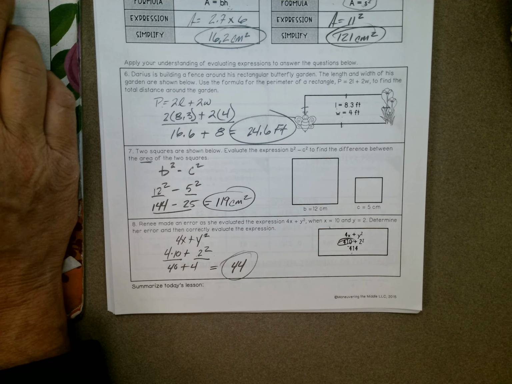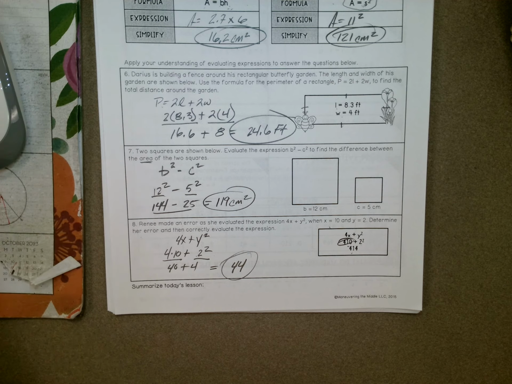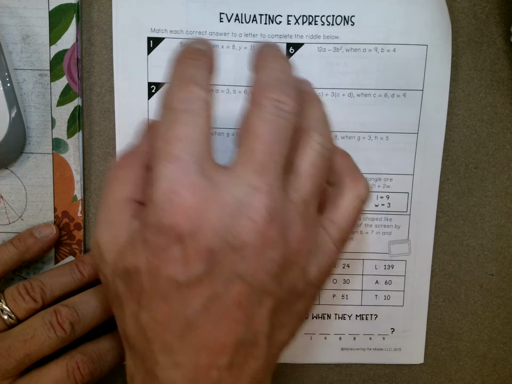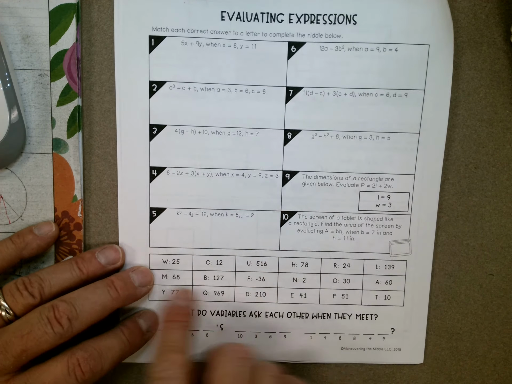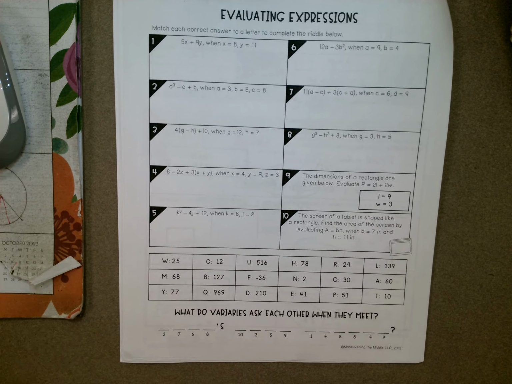Okay. So if you flip to the next page, you're going to be doing a lot of the same. You're going to be substituting and doing it. Take your time. Make sure that you're substituting. I do not want it done mentally. I want it written down. Find your letters and then come up with what do variables ask each other when they meet.